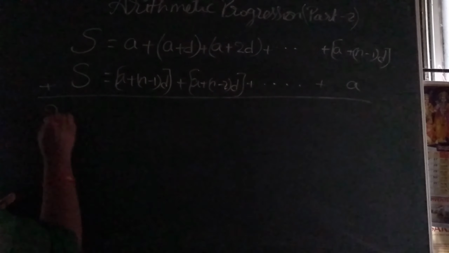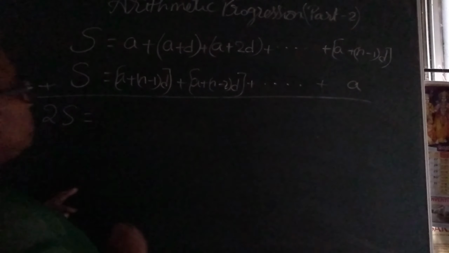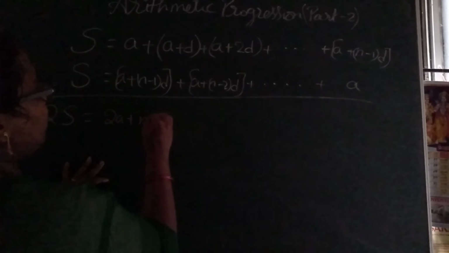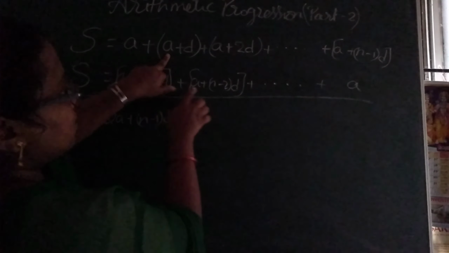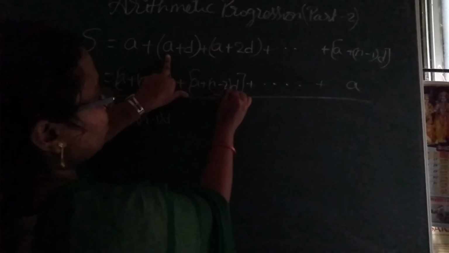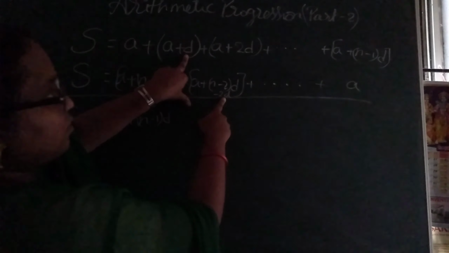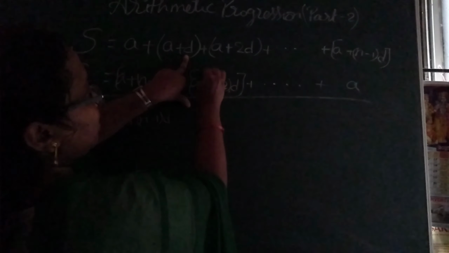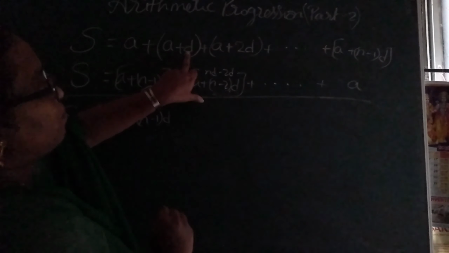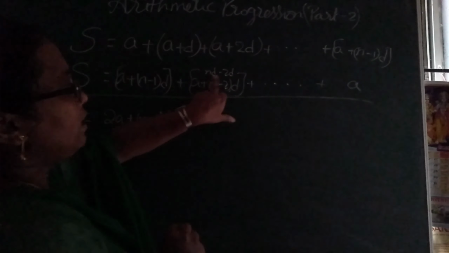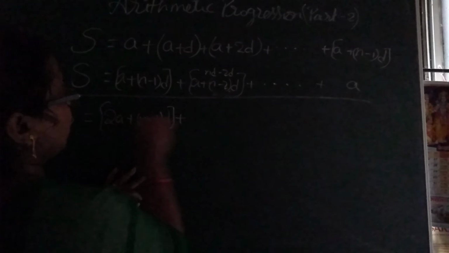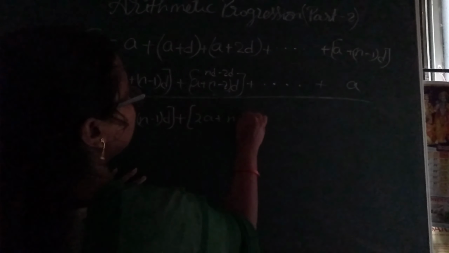After that what has he done? He has added both. So S plus S how much? 2S. Now here A plus A, 2A plus N minus 1 into D. Correct? Now in this if I take minus 2D, I will just show you the one condition. Minus 2D plus 1D it will become how much? Minus D again. So when I multiply this it will become N into D minus 2D. Correct? Now plus D minus 2D, what will it become? Minus D. Again D if I take common, no condition will come. And A plus A, 2A plus N minus 1 into D.